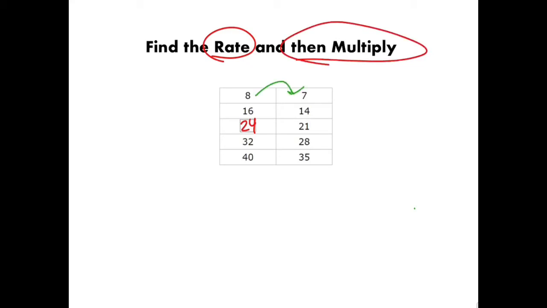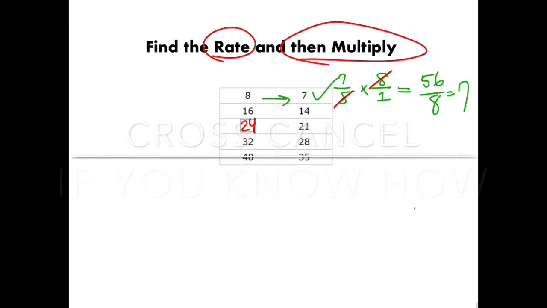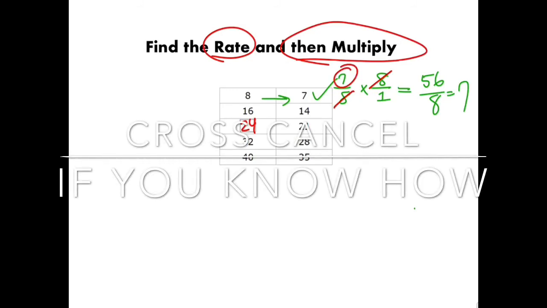So just like the previous problem, I noticed that from 8 to 7 it got smaller. So when I set up my rate, it's going to be 7 out of 8 because it got smaller. So I can test it out. Because I'm going this way, I'm going to times it by 8. Or we can also cross cancel, and we're left with 7.